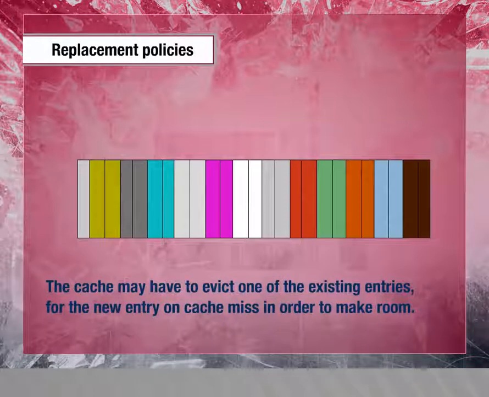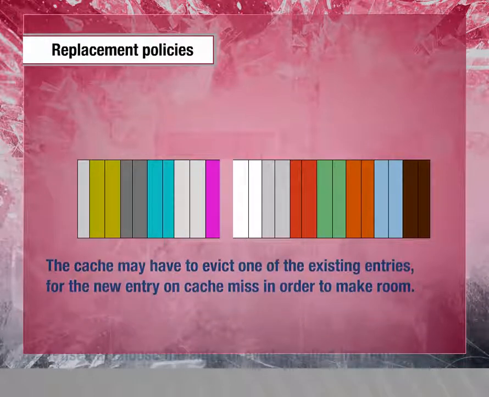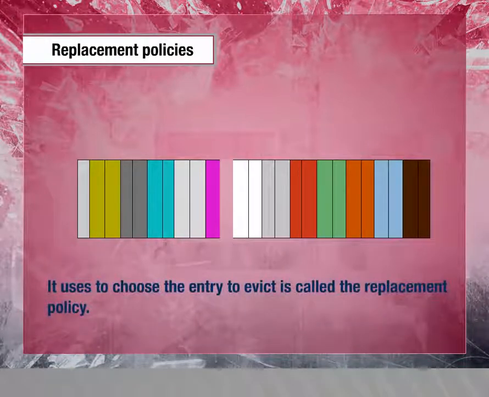Replacement policies. The cache may have to evict one of the existing entries for the new entry on a cache miss in order to make room. The heuristic it uses to choose the entry to evict is called the replacement policy.